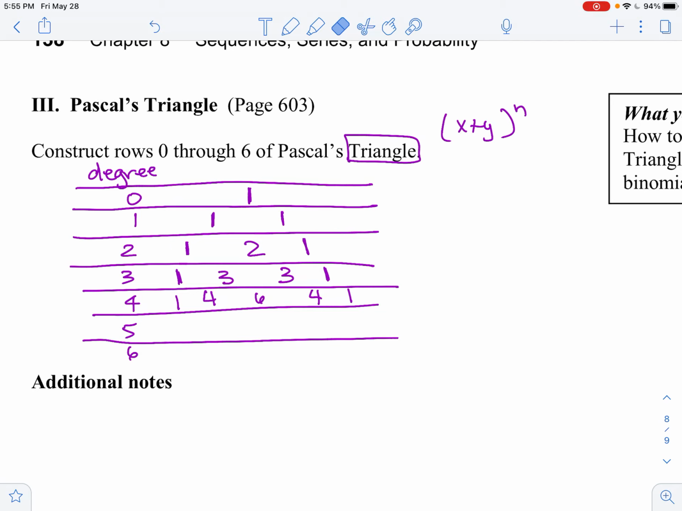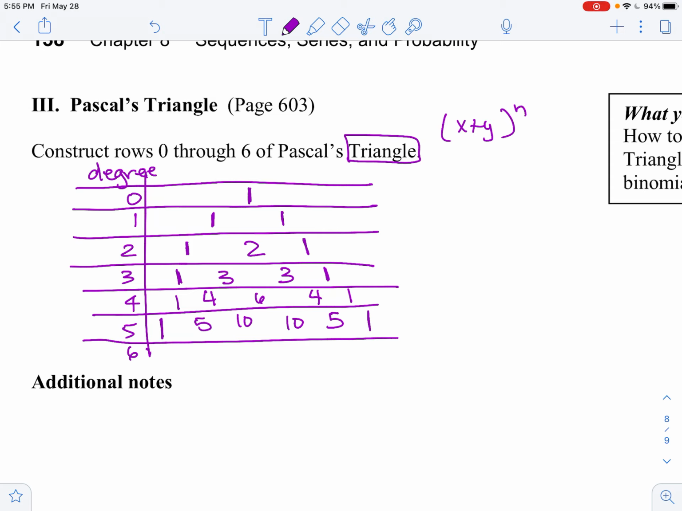Keep going. I'm going to give myself a little bit extra space right here. And then we're going to have 1 starting and ending, and we're going to do the sum of our two terms above. So 1 plus 4 is 5. 4 plus 6 is 10. 6 plus 4 is 10. And then 4 plus 1 is 5.